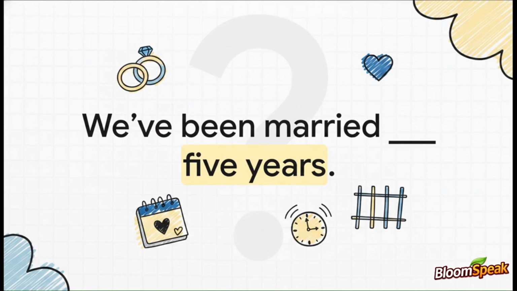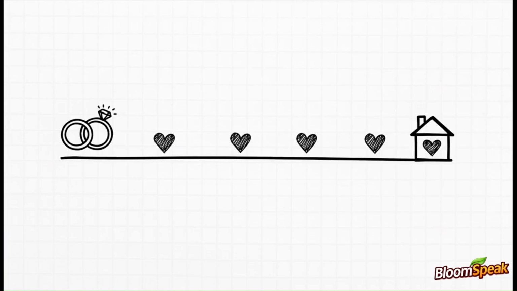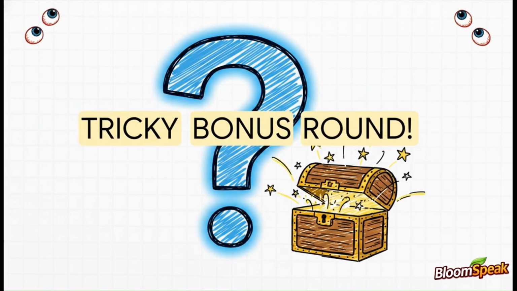Okay, here we go. Last question of the main round. "We've been married 5 years." And the answer is for. 5 years represents the total duration, the whole length of time. Whoa, hold on. Don't relax just yet. We're not done. It's time for the tricky bonus round. Let's see if you can get this one.